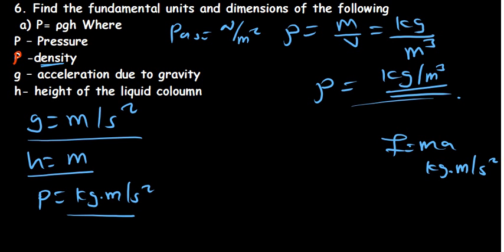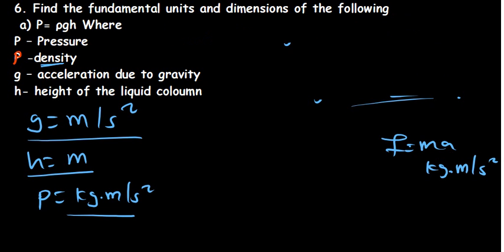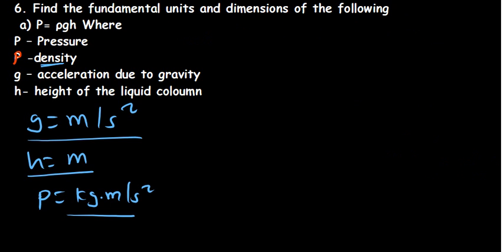Now let me just rewrite them here. I have the density, which is represented by rho. It is kg per cubic meter. Now we want to see the dimensions of each of the following. We want to see what's going to happen. The left and the right, we need to get the same result. So now let's start.